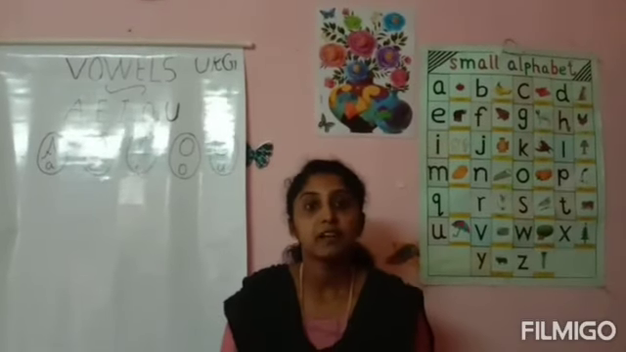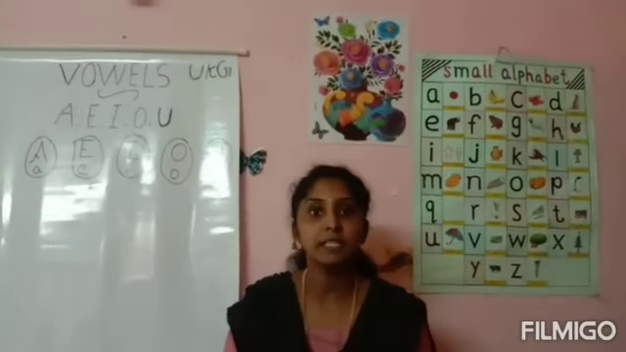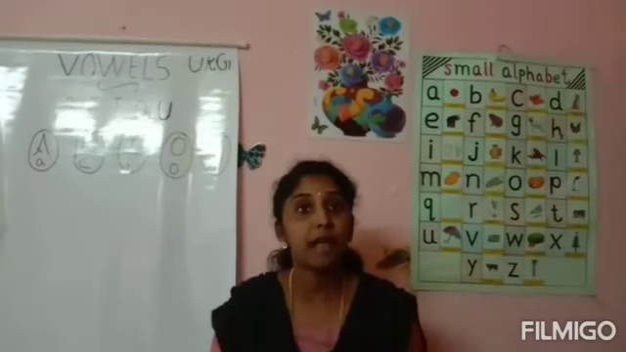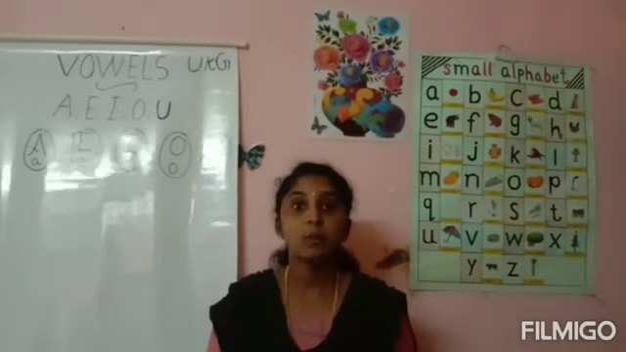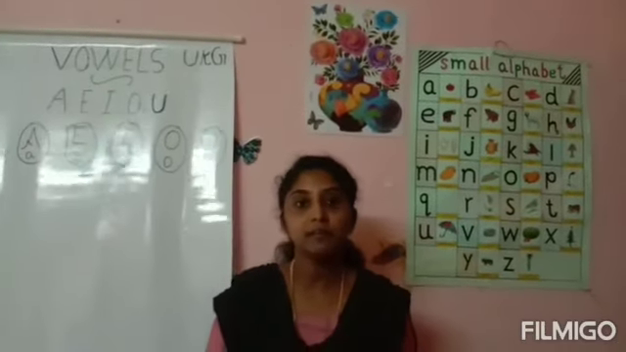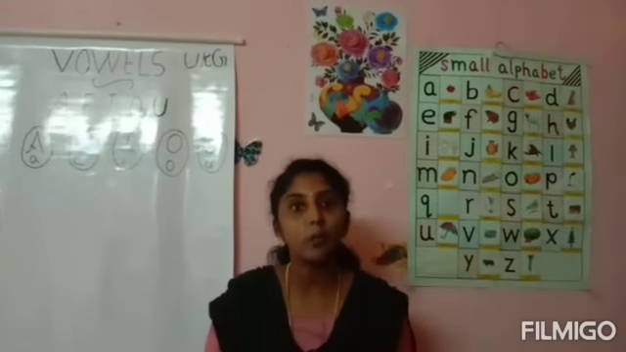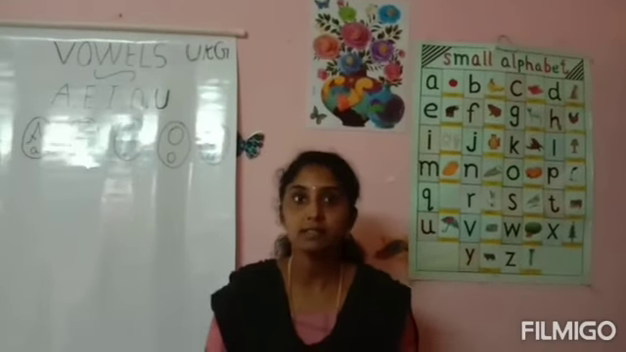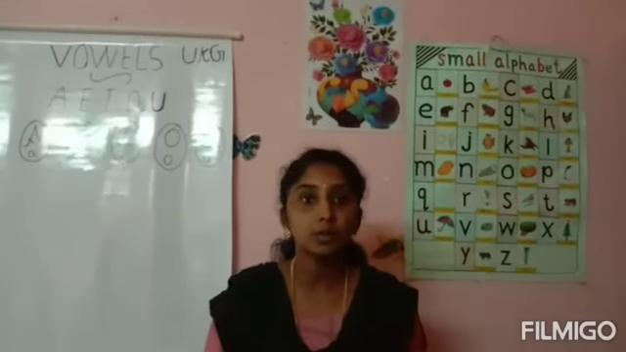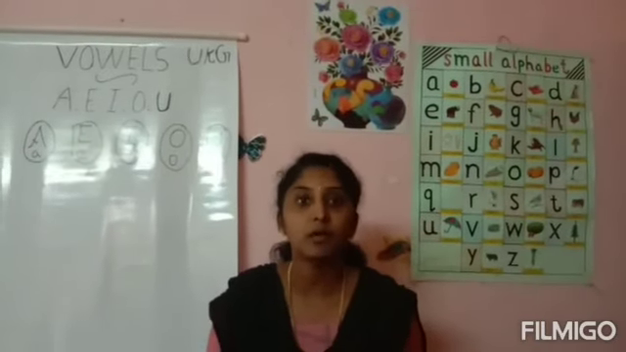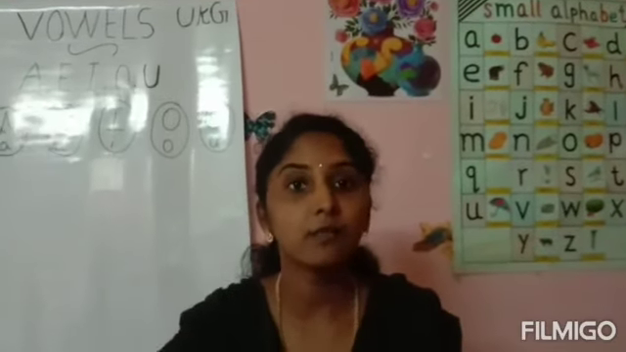Vowels. First, let me tell you a story. There was a family who lived in the village. The name of the family is Alphabet. They have 26 children, 5 daughters and 21 sons. Daughters are called vowels and sons are called consonants. Now we are going to study about those 5 daughters, the vowels. Start, children. 5 daughters called vowels.